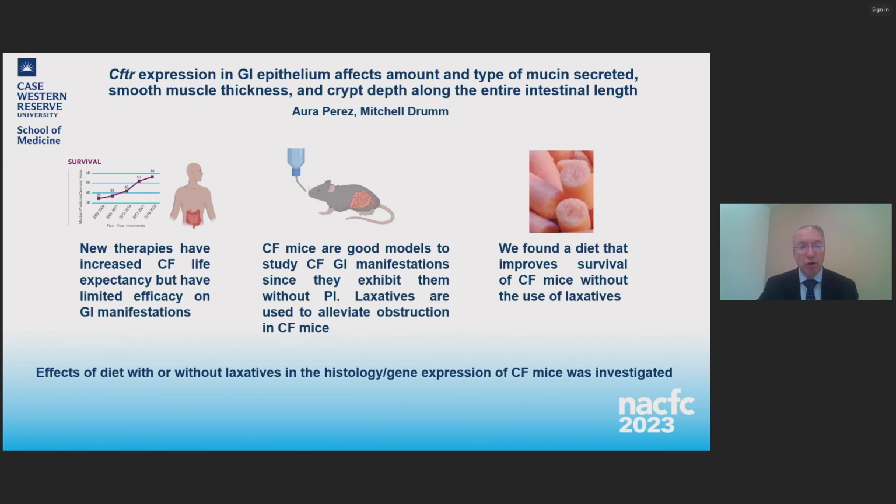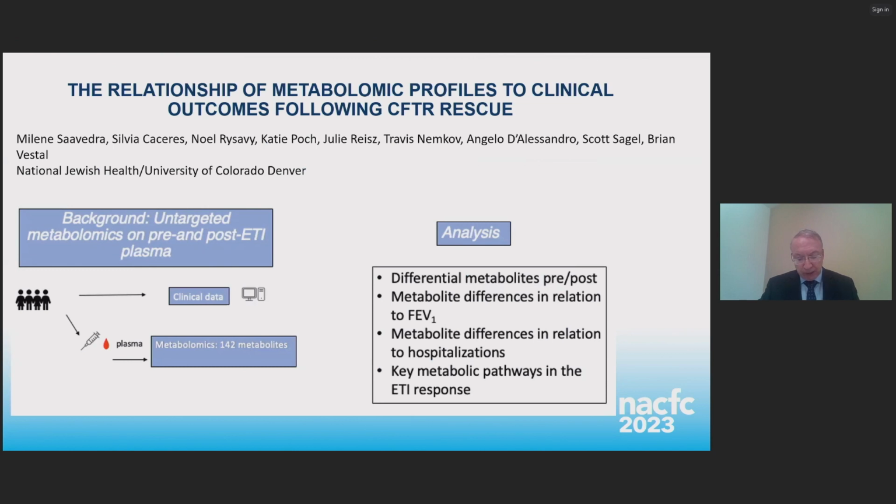And then we're going to have a talk from National Jewish Denver, Colorado, and the effect of modulator therapy on metabolic pathways and treatments. And for this, we know that there are using metabolomics, which is a novel way of looking at the effect of the modulator therapy before and after, and looking at the different metabolites in relation to lung function, relation to hospitalizations, and so this will be looking at clinical outcomes following treatment.